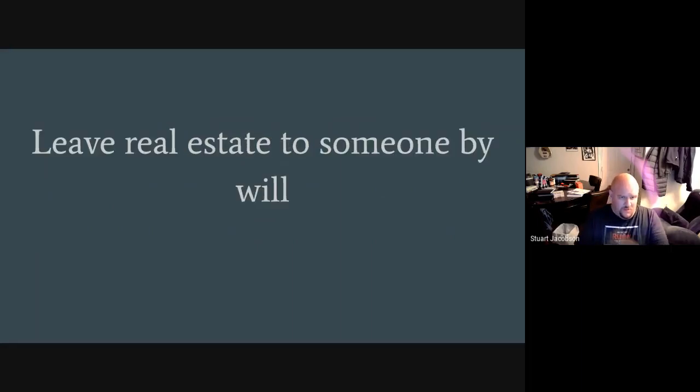Devise. This is to will real property. Leave real estate to someone by will. So when you die testate, that means that you have a will. I'm kind of throwing it out, and again, this is stuff that I'm going to do throughout these. Testate means that you're dying with a will. Intestate means that you don't have a will. So when you die testate, you're leaving real estate that you own. This has to do with real estate only, the word devise. So what that is, to leave real estate to someone by will.